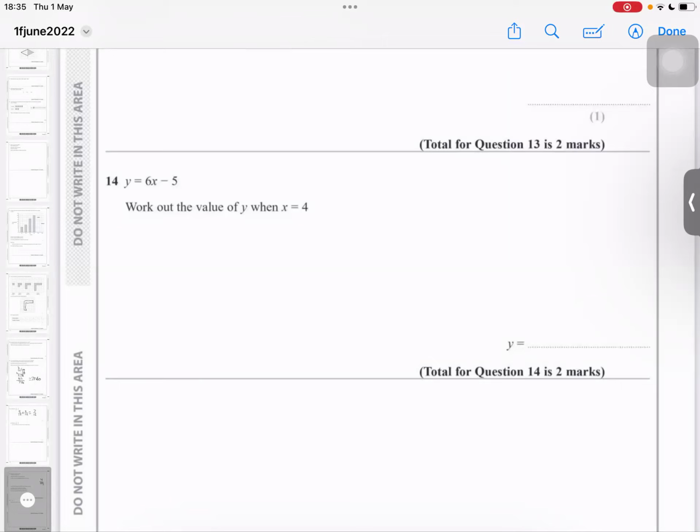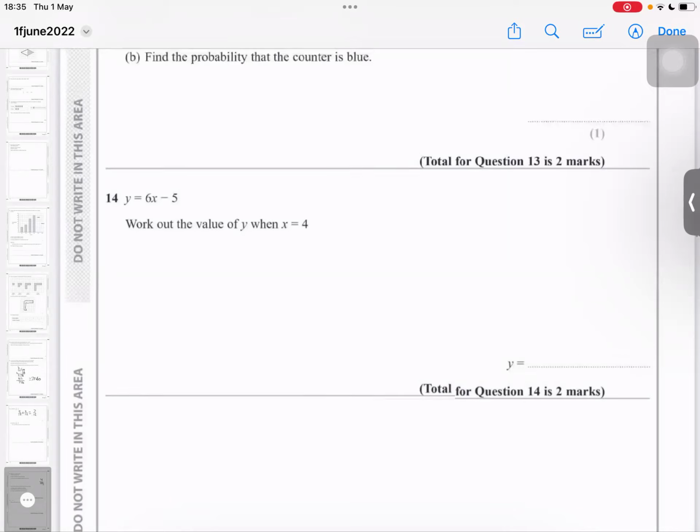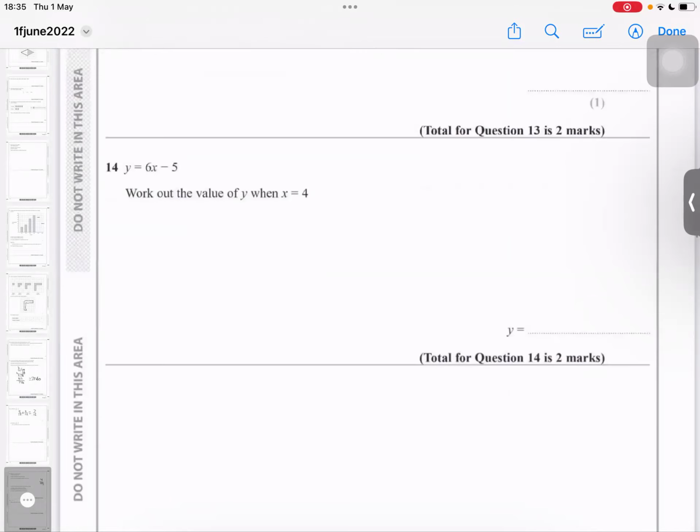So what is 6 times 4? Do you remember? 24. So 24 minus 5 is 19. Yes, 19. So that means the value of y is 19. Okay. So I think that one pretty much solves itself. So let's move on.